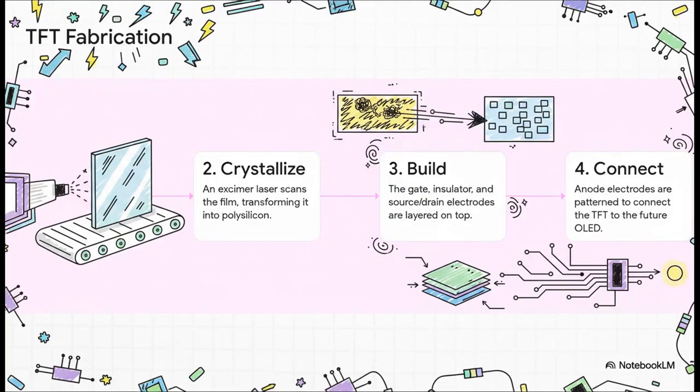So what does this actually look like in the factory? First, they lay down a super thin layer of that messy, amorphous silicon on the glass. Then the magic happens. The excimer laser scans across it, zapping it with pulses and turning it into high-performance polysilicon. After that's done, they carefully build the rest of the transistor in layers on top. And finally, they pattern a clear electrode to connect our new TFT to the OLED pixel it's going to control.